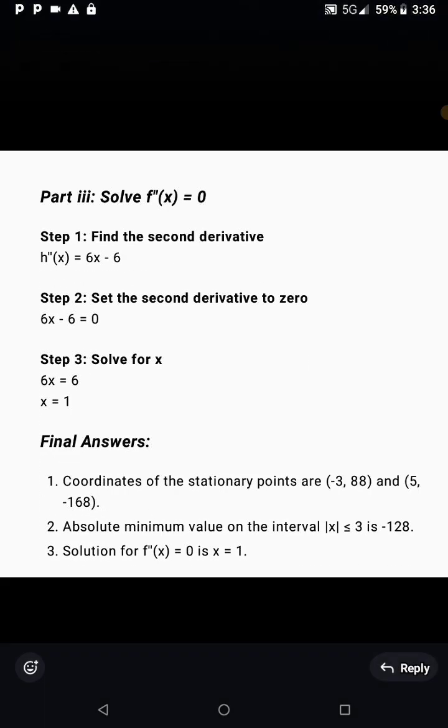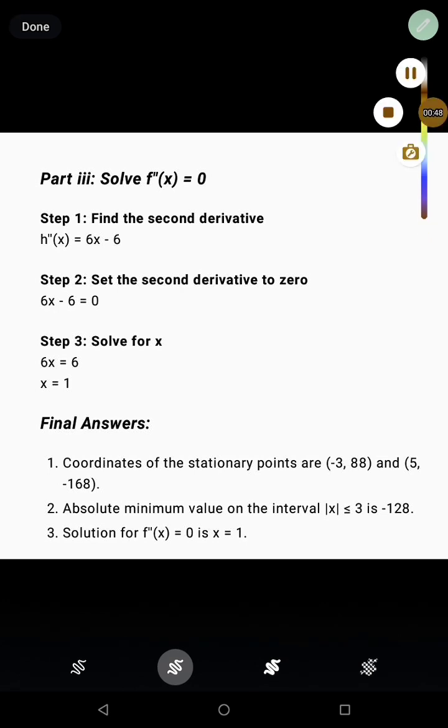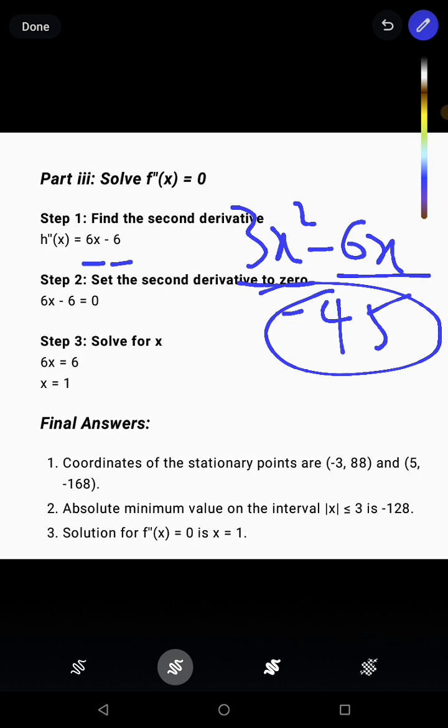Now, don't forget we said the first order derivative is what? The first order derivative is 3x squared minus 6x minus 45. So differentiating this again by the power rule, we get 6x, and differentiating minus 6x, you get minus 6. And differentiation of a constant is 0. Now they say we should set it equal to 0. Let's see what will happen there.